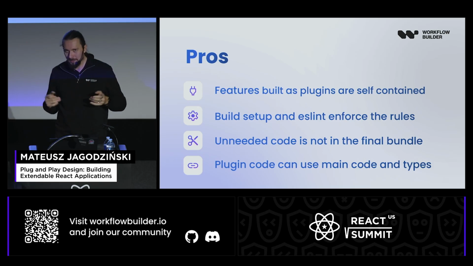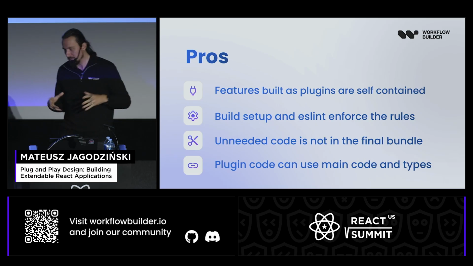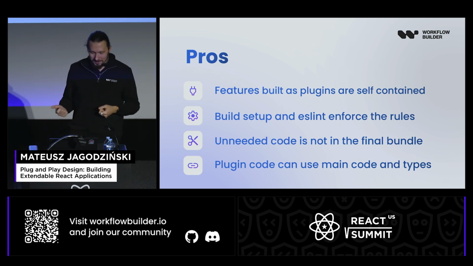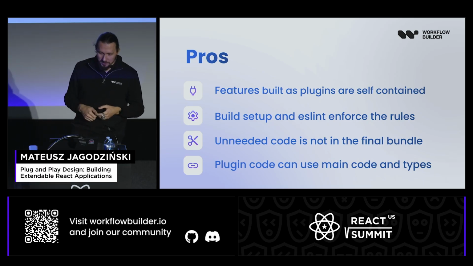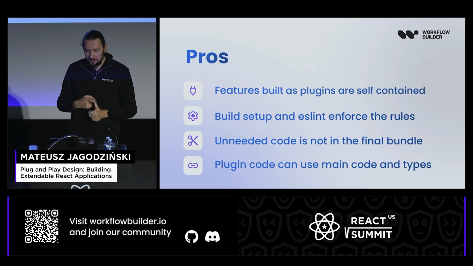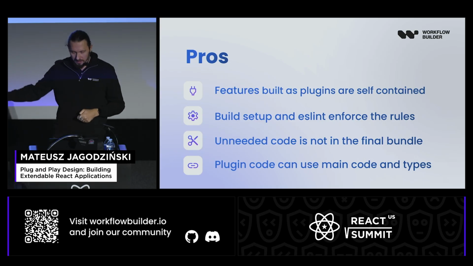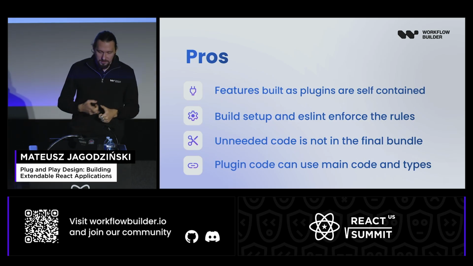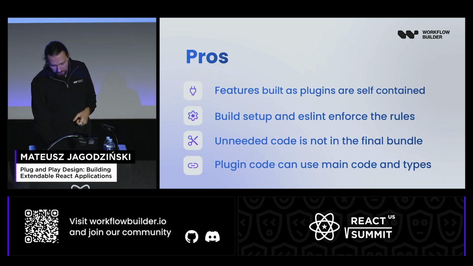Well, there are some pros of this solution. Features built as plugins are self-contained, right? We have better encapsulation of our logic. With this build setup and ESLint, we enforce those rules, so there's less room for error. You know, typically React itself doesn't force much on the developers, so it's sometimes good to constrain yourself. One more thing, unneeded code is not in the final bundle. So if we remove something like a plugin, it does not get shipped, does not get built. And at the same time, plugin code can use main code and its types.